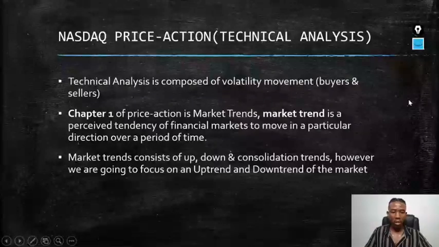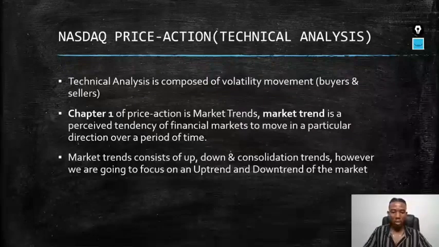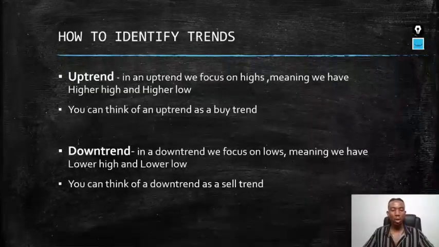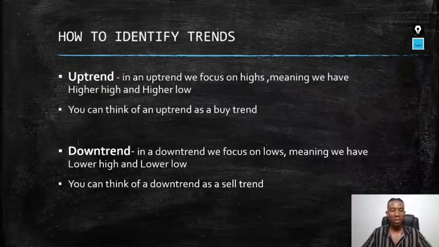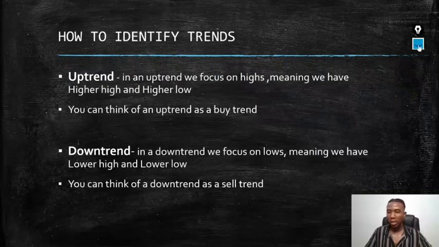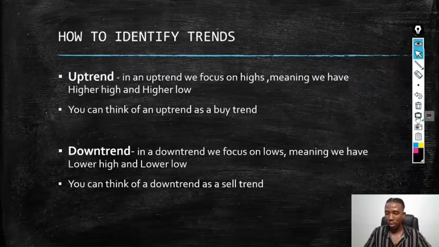Now that we have identified a consolidation trend, let's go into how to identify trends. So now I'm going to show you how to identify trends. Firstly, we're going to start with an uptrend. So what is an uptrend? In an uptrend, we're going to focus on highs, meaning we have a higher high and a higher low. You can think of an uptrend as a buy trend. Let me show you an illustration of what I mean by this.